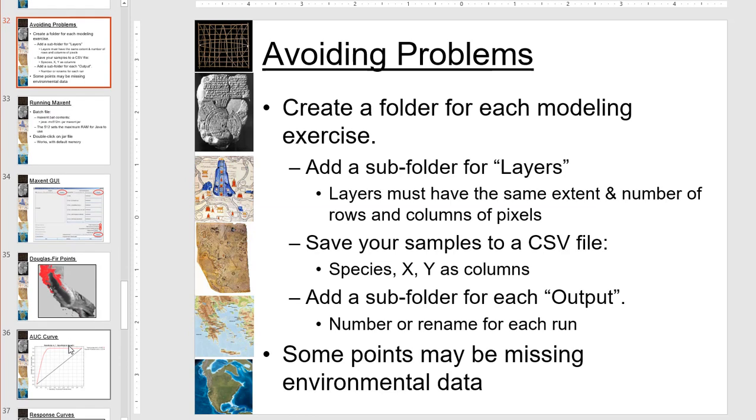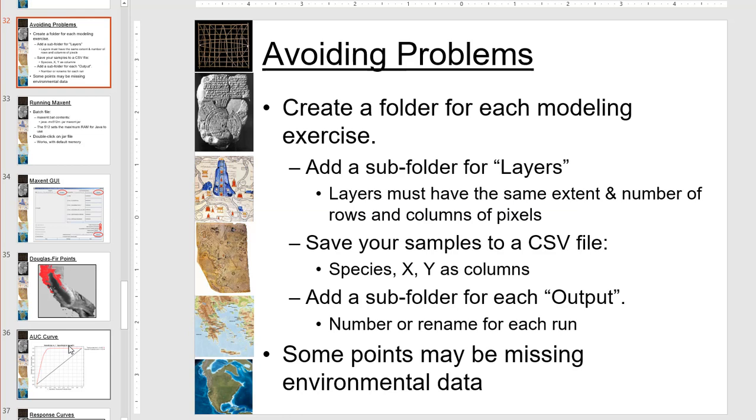Alright, so what I tend to do is I create a folder for each modeling exercise, in other words each run that I'm going to do, and then have a subfolder for the layers. Again, they need to be the same extent or number of rows and columns of pixels, and then the samples in a CSV file. The first column needs to be the species name, but it really doesn't have to be. It can be anything. MaxEnt was created to allow multiple species to be in the same CSV file. Most of us don't use that feature, so you can just put whatever you want in the species column.